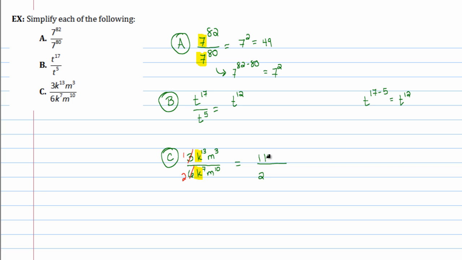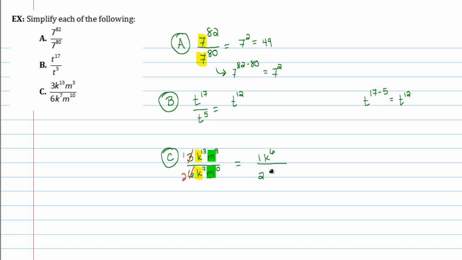The top wins by 6. The m's, maybe I'll use a different highlighter. The m's have the same base. It's m to the 3rd on top. It's m to the 10th on bottom. Who wins and by how much?